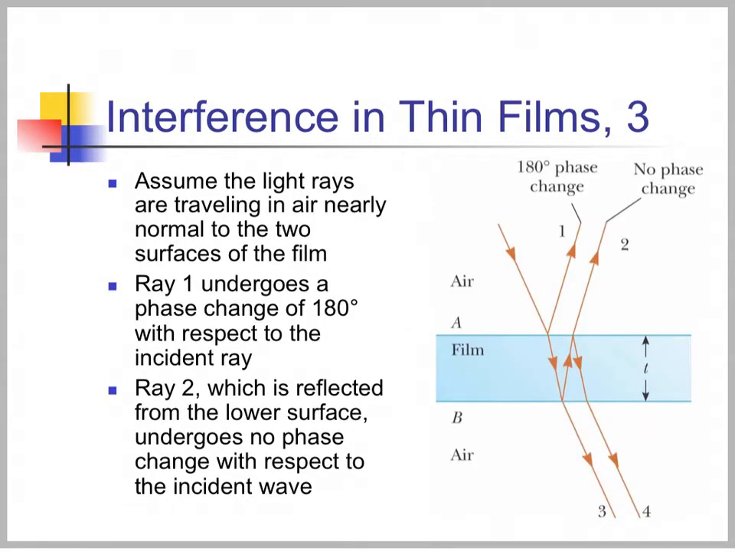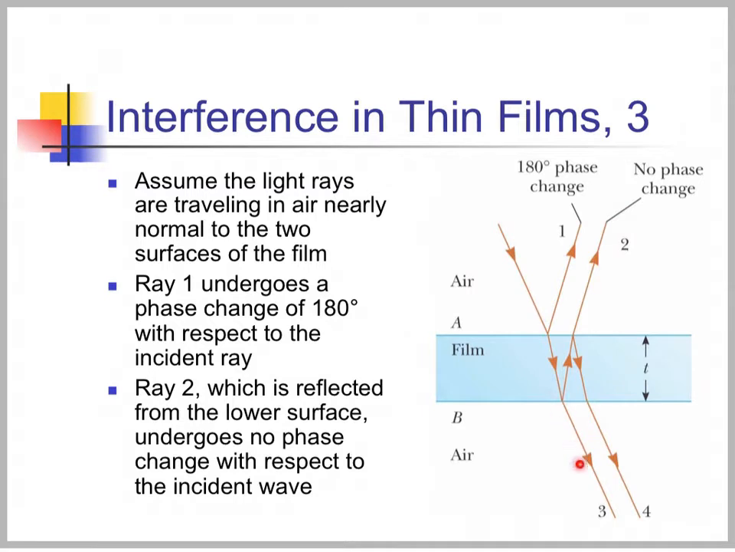So as we look at an actual thin film problem, we're going to assume first that the light rays are traveling in air nearly normal to the two surfaces of the film. So ray 1 is going to undergo a phase change as it reflects off the top of the film. Ray 2 goes through and is reflected off the bottom, and at this point there's no phase change in the reflection. So it comes back up and comes out.